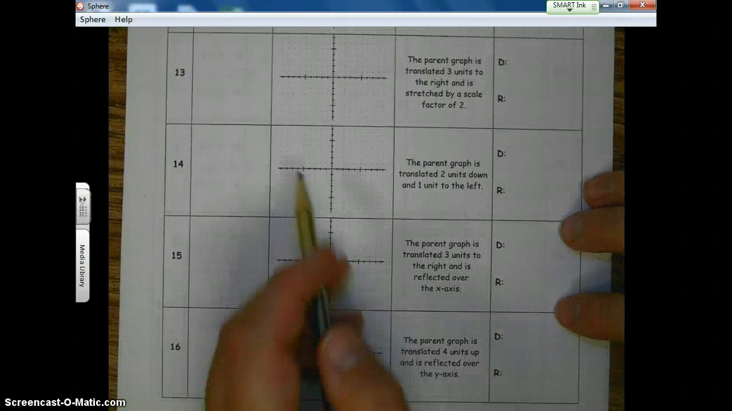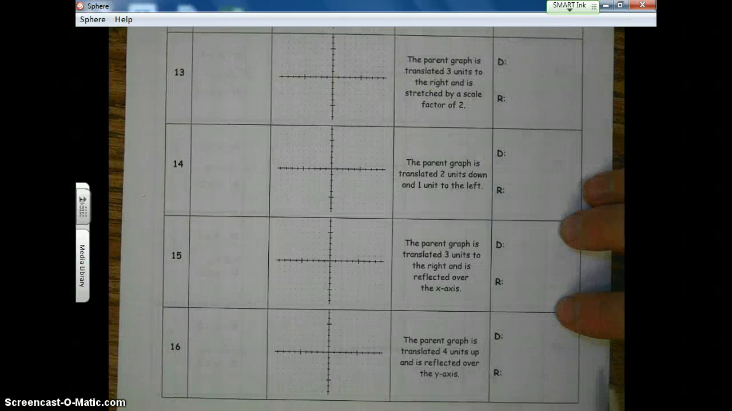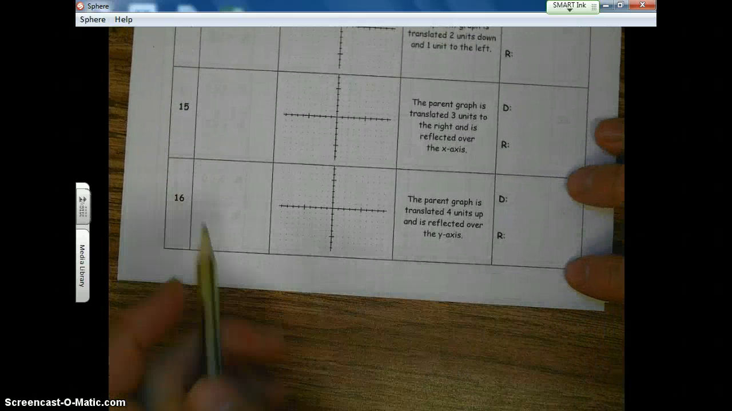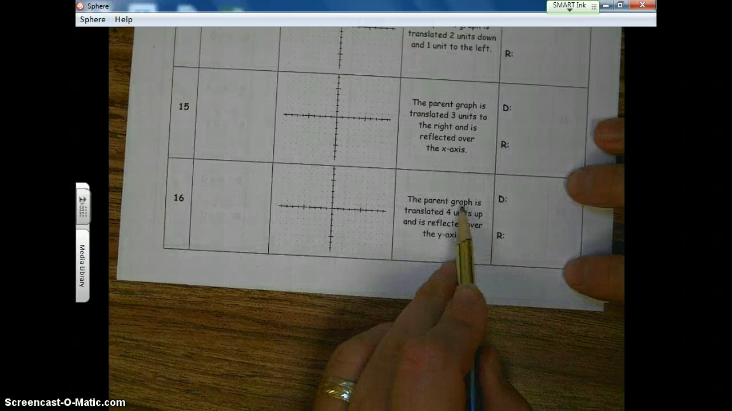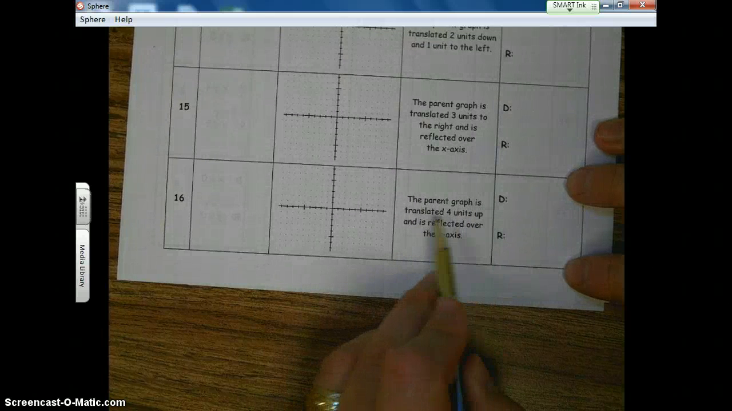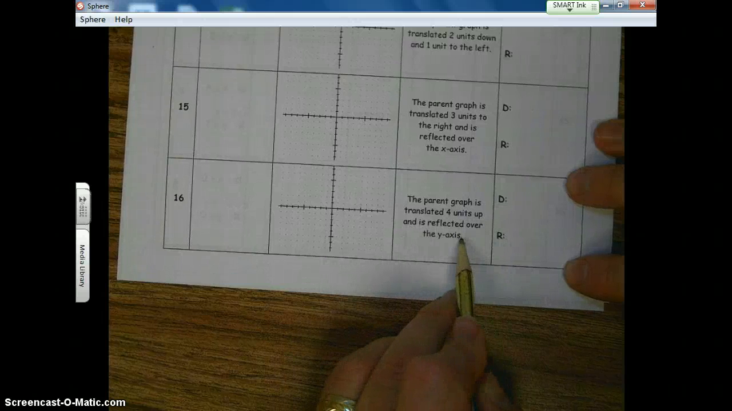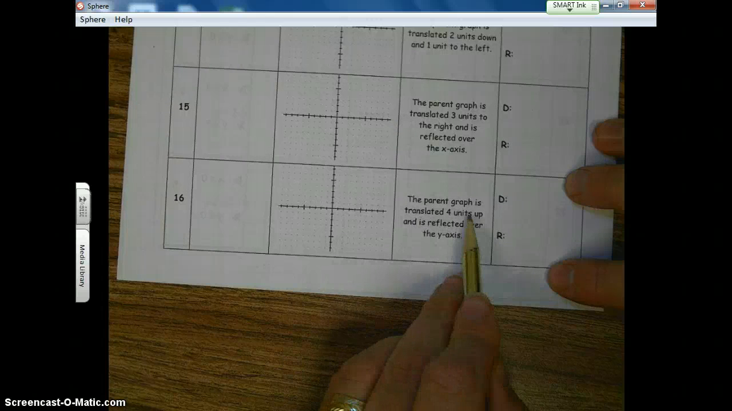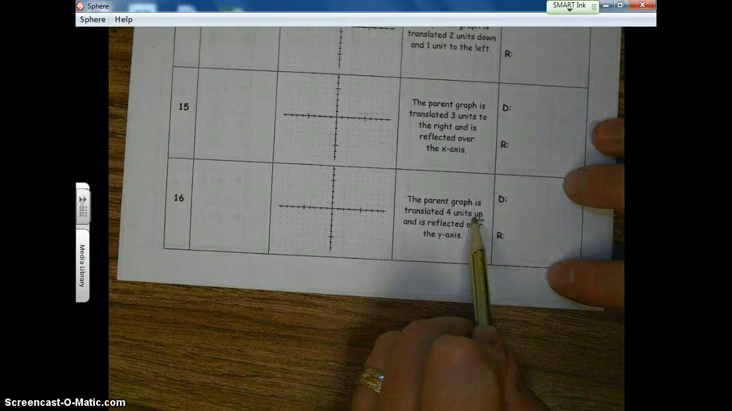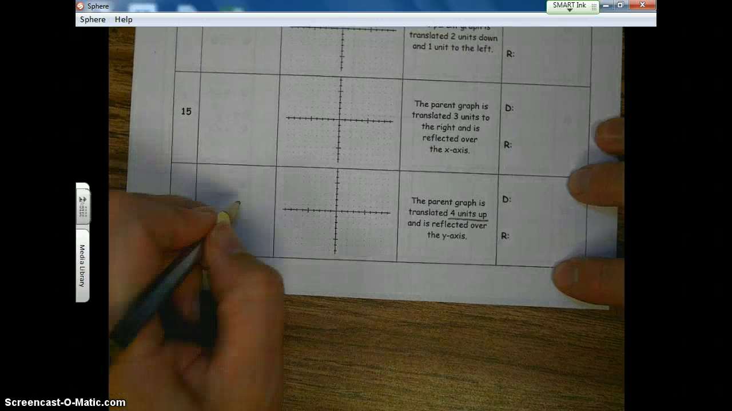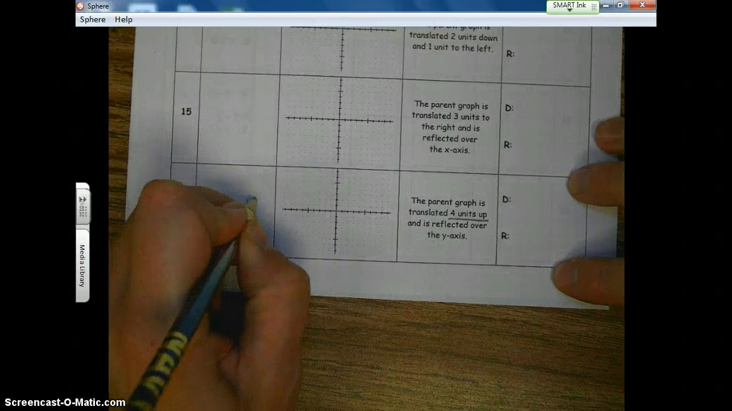Right, next page. Let's go to some words. I'm just going to pick one here. Let's do a reflection. Let's go down to 16. The parent graph is translated 4 units up and is reflected over the y-axis. Okay, so let's deal with the translation first. 4 units up. So I'm going to go over here and put my +4.